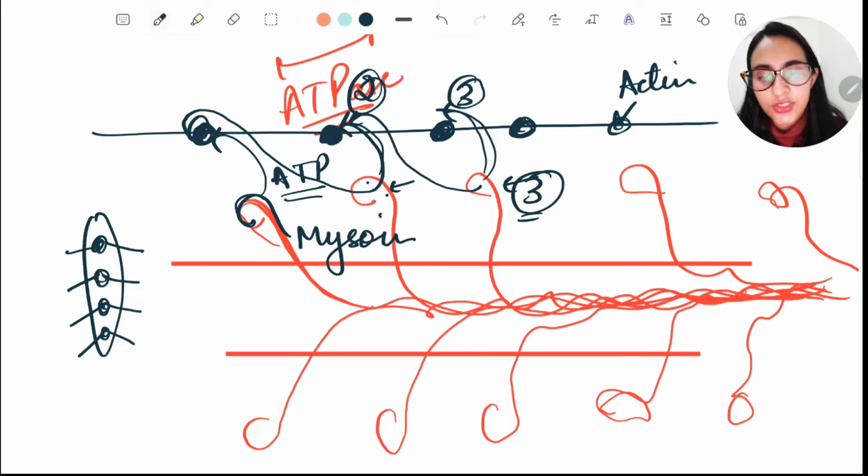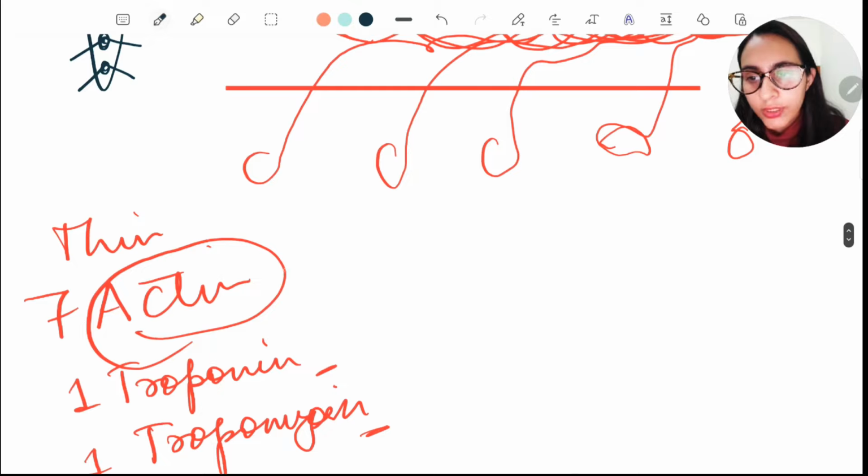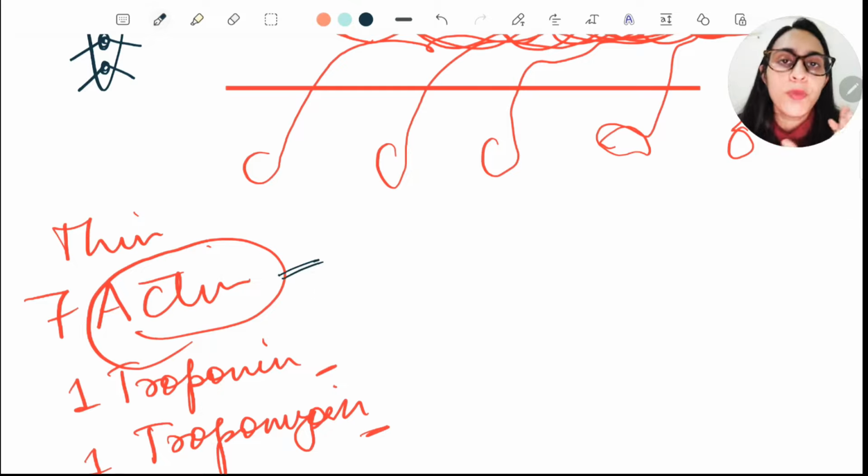So they attach to each other, the thin filament active site interacts with the myosin head. So we have 7 actin molecules which constitute the active site, which is covered by the troponin and tropomyosin complex. Normally it gets uncovered and then the active site becomes open.